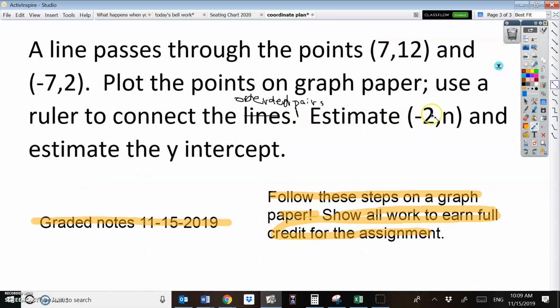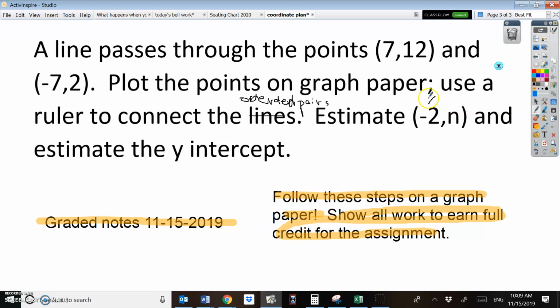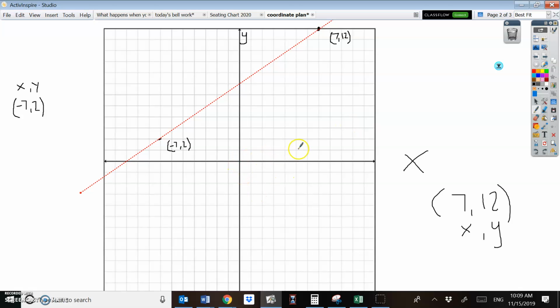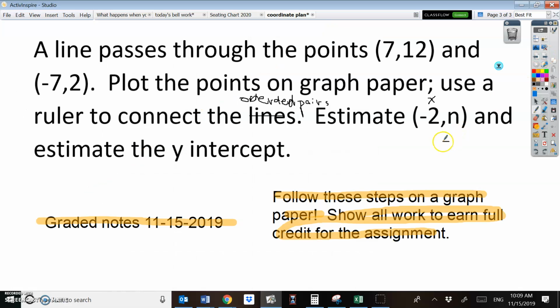Estimate y when x is -2, and estimate the y-intercept. This is the x value right here. So we're going to estimate the value for y when x equals -2. So go to the origin, and we need to go 2 places to the left on the x-axis: 1, 2. And now we go up until we meet the line: 1, 2, 3, 4, 5.5. So we think that's about 5.5.